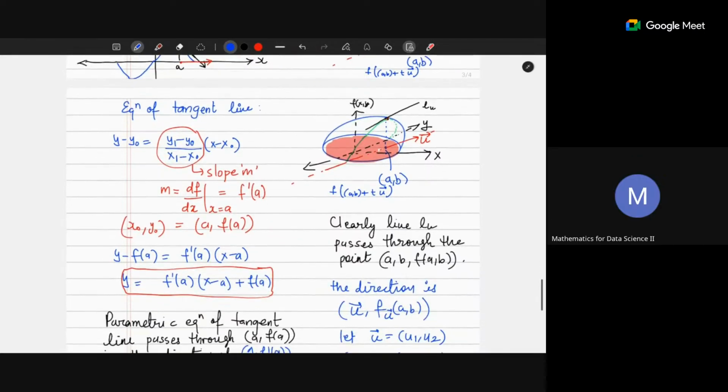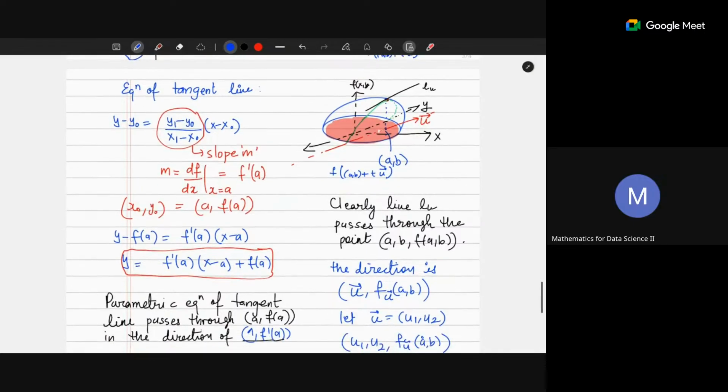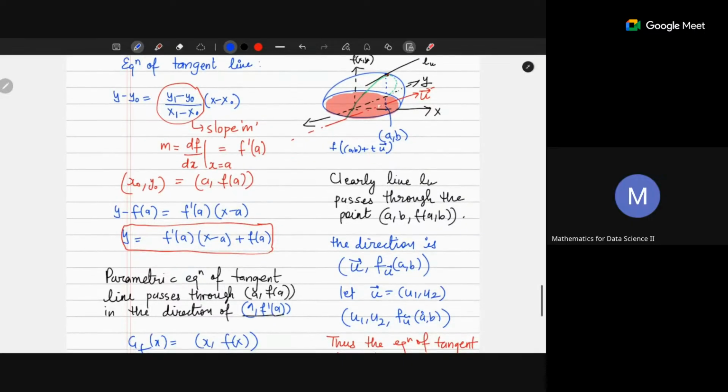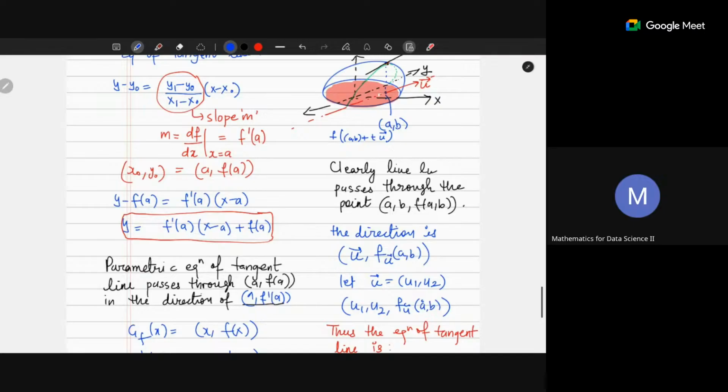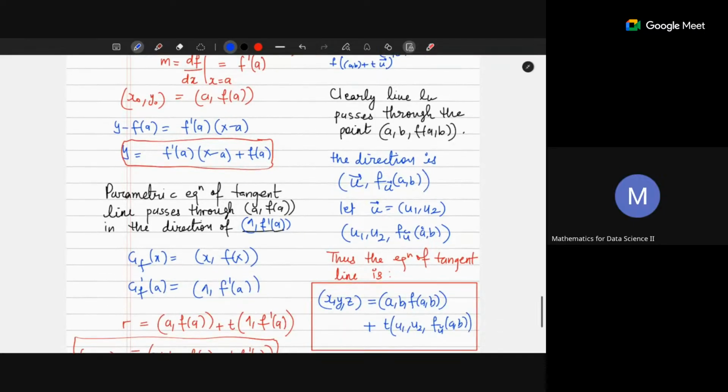Any line can be described by just two things: one is the point that it passes through, and the other is the direction. The point we already know, and the direction we also know, which is direction u, and the third coordinate comes from the directional derivative. Once we know the direction and the point that it passes through, we get the parametric equation of the tangent.